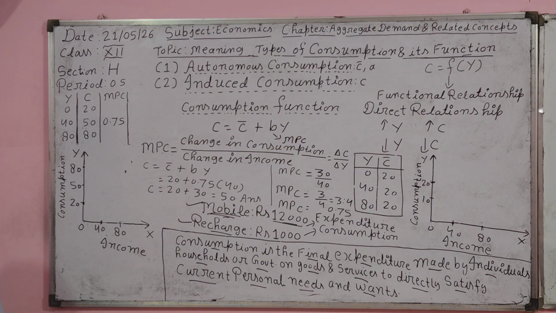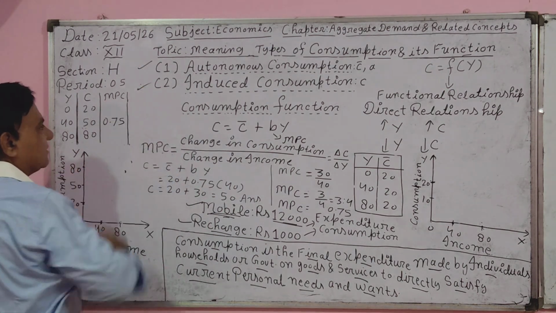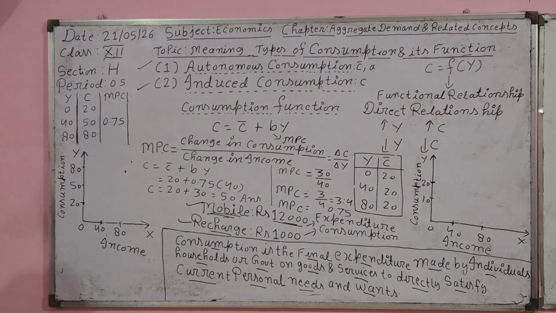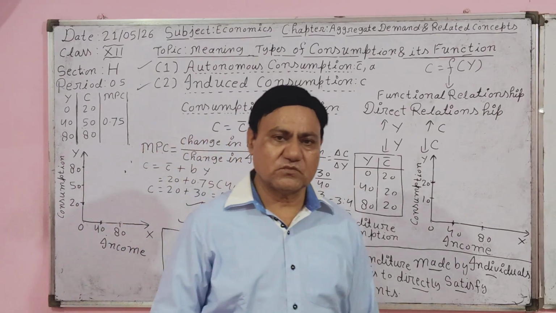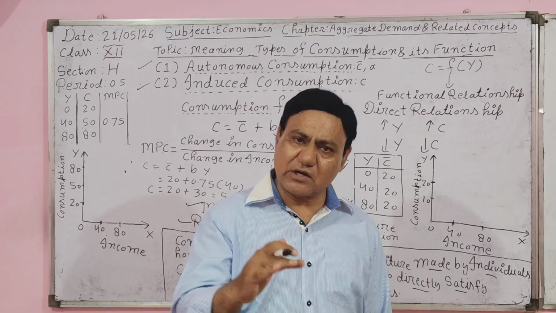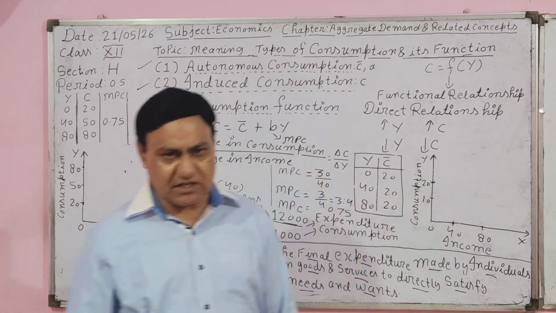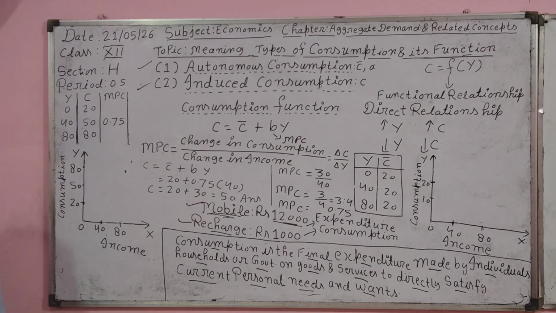There are two types of consumption: autonomous consumption and induced consumption. Autonomous consumption is that type of consumption in which the amount of consumption remains the same. Either our income increases or decreases, but the amount of consumption remains the same. It can be further explained with the help of a suitable example.